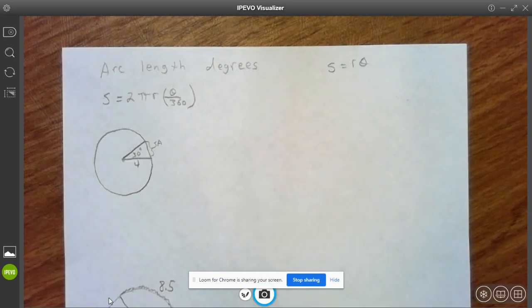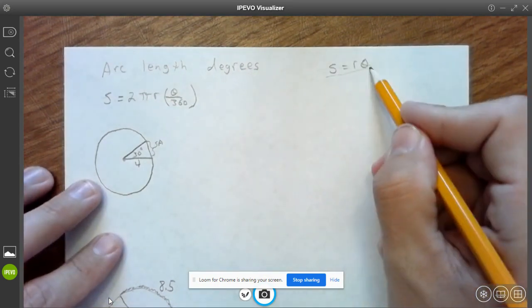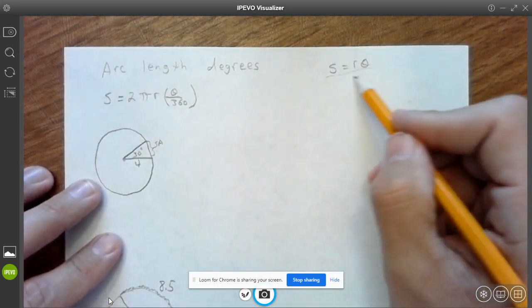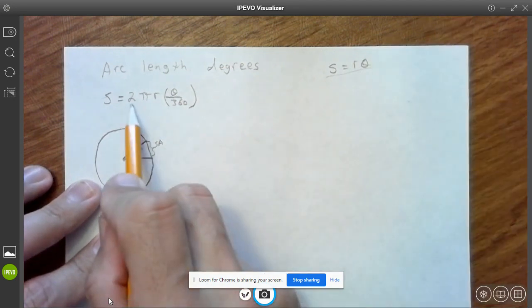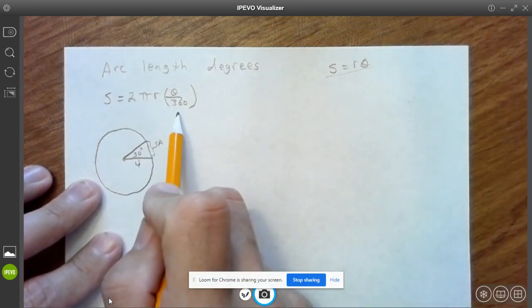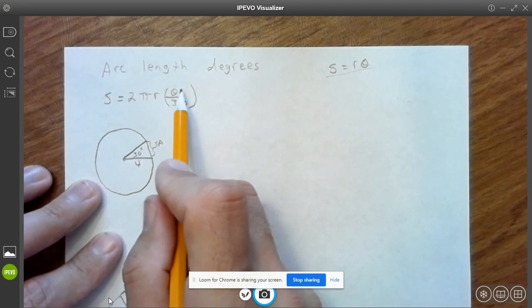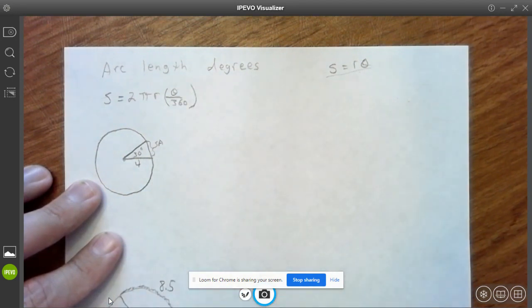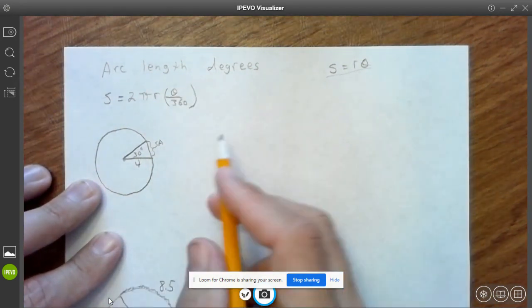We're dealing with arc length here, but instead of radians, we're messing with degrees. This is the formula for finding arc length with radians. Here's your nasty formula for finding the arc length if you know your central angle in degrees.